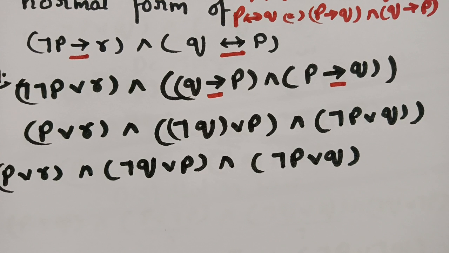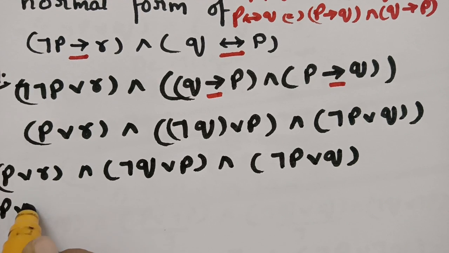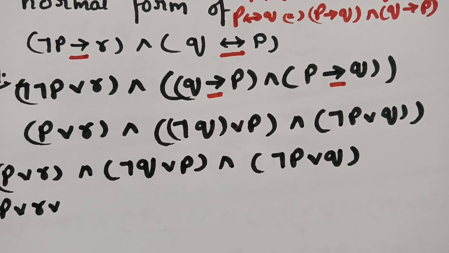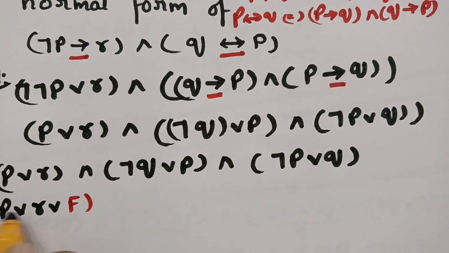See here, there are three variables, that is P, Q and R. So here P and R are there. So what is missing here? The missing term is Q, and therefore I am adding F here, that is a false statement.